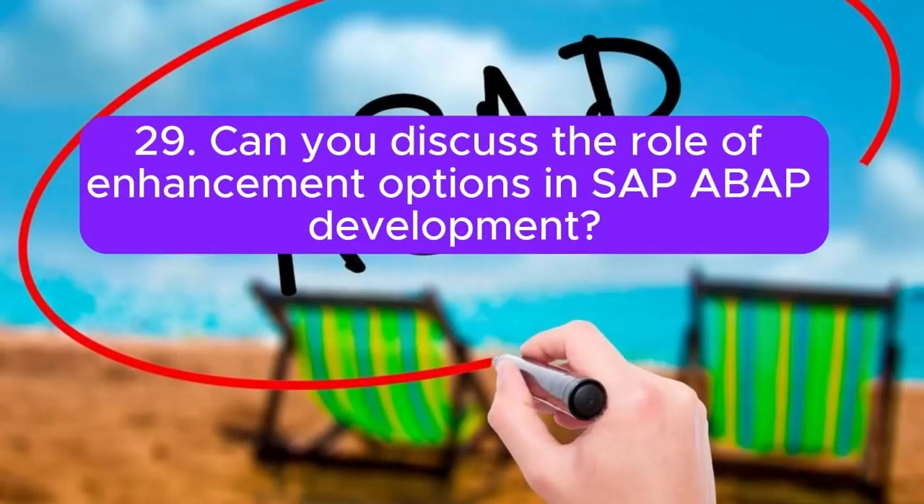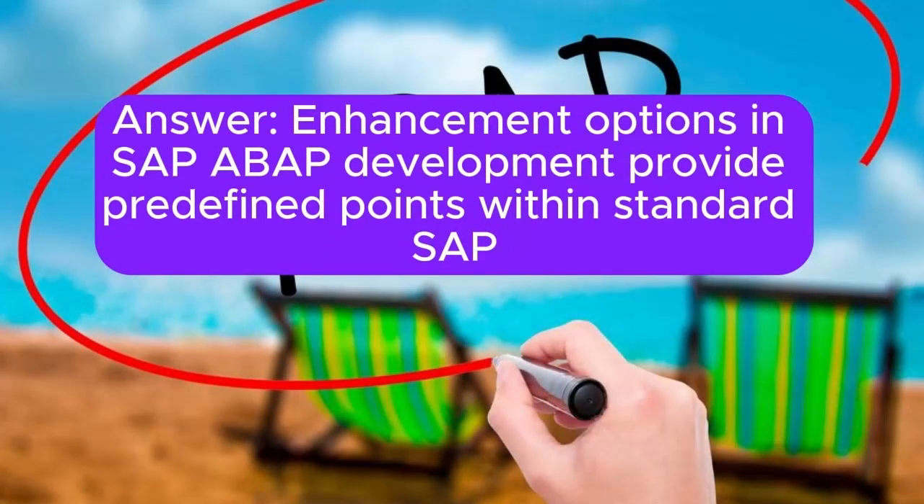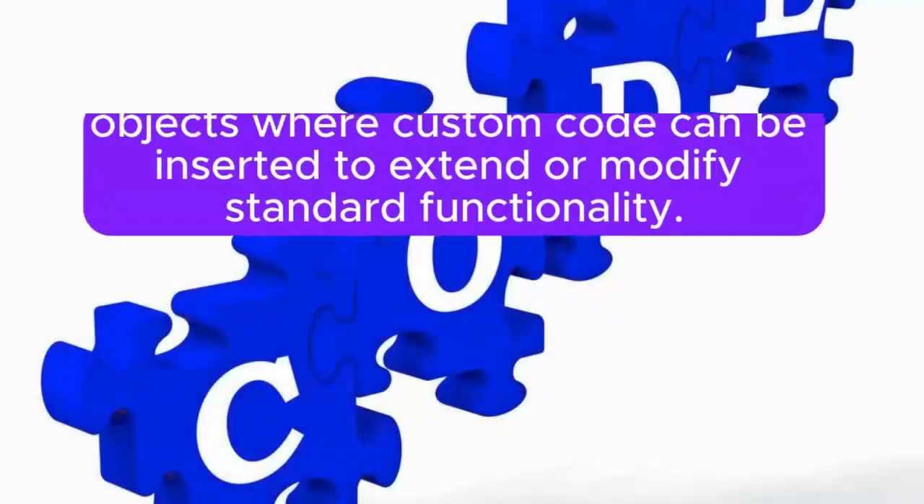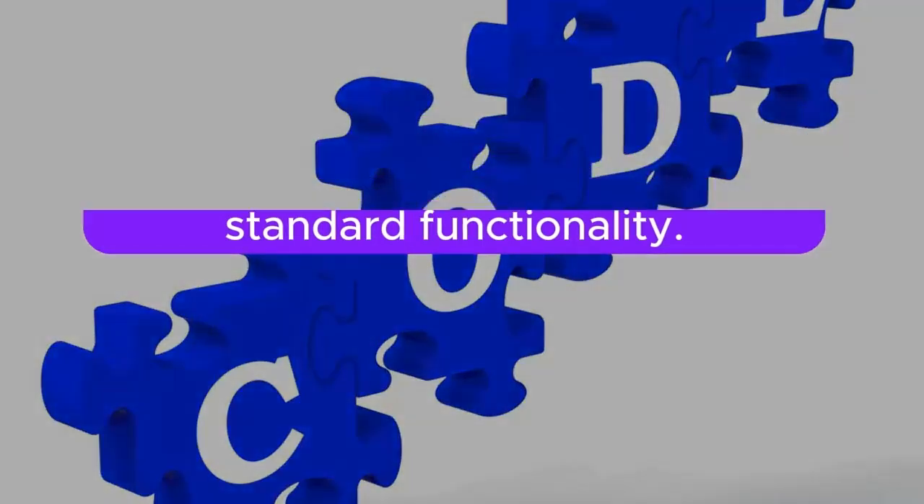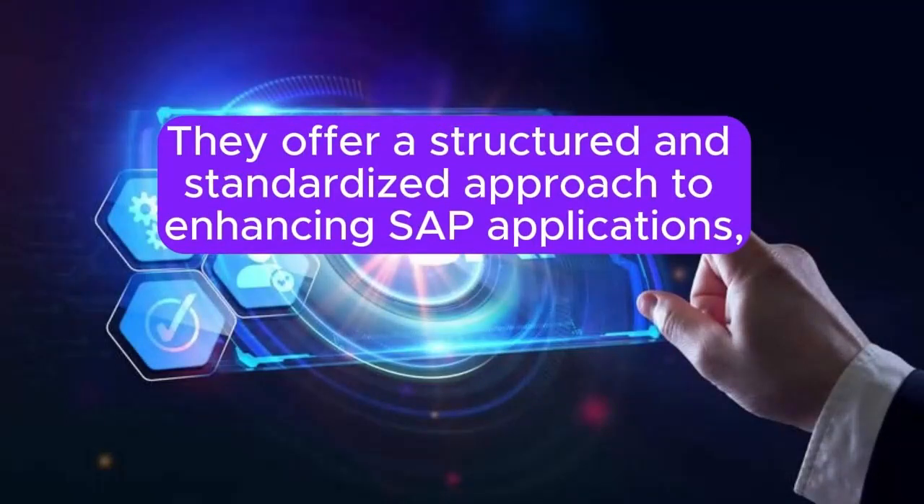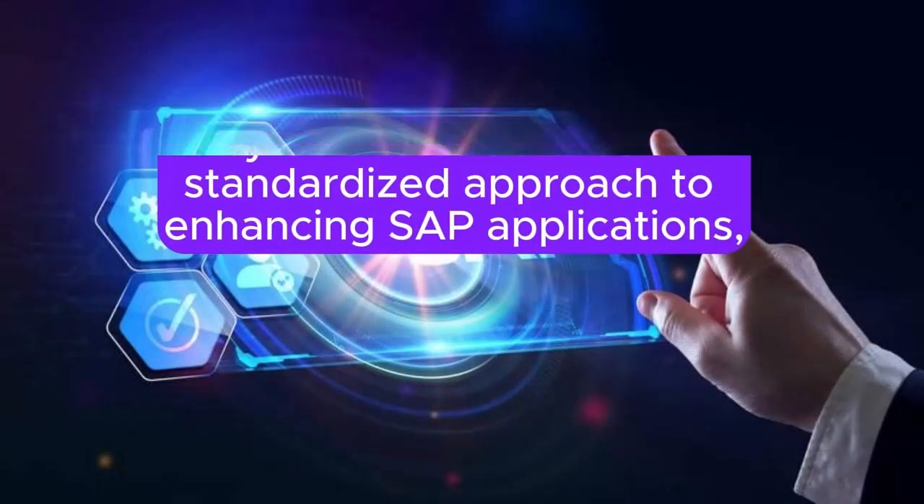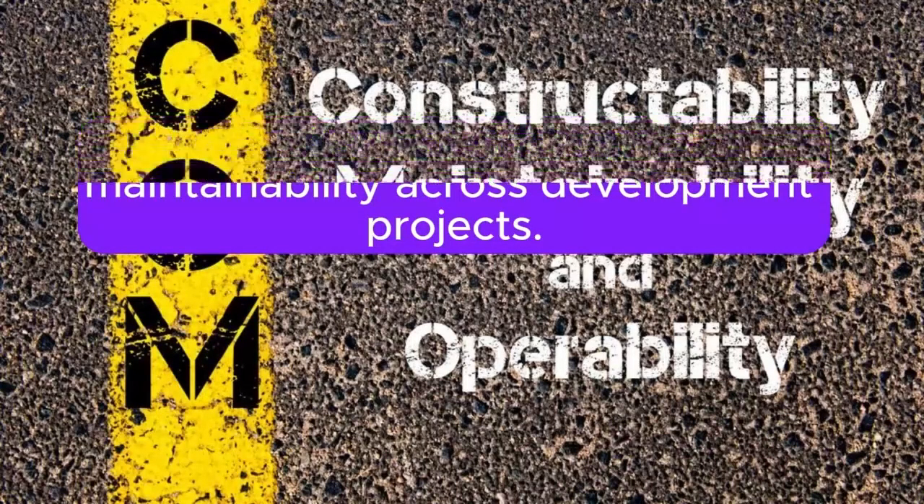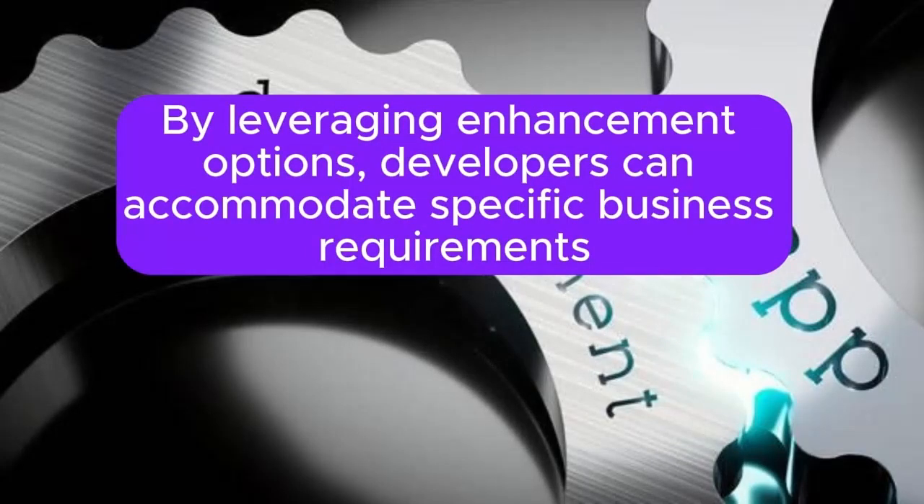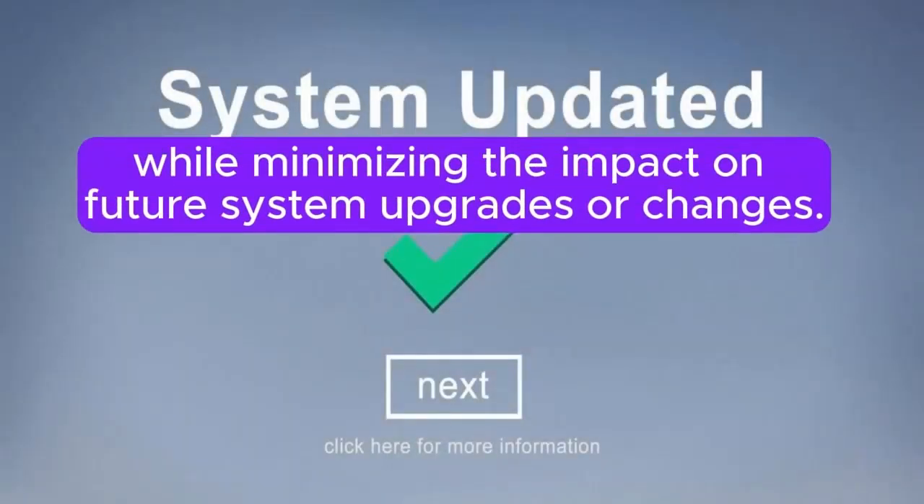29. Can you discuss the role of enhancement options in SAP ABAP development? Answer. Enhancement options in SAP ABAP development provide predefined points within standard SAP objects where custom code can be inserted to extend or modify standard functionality. They offer a structured and standardized approach to enhancing SAP applications, promoting consistency and maintainability across development projects. By leveraging enhancement options, developers can accommodate specific business requirements while minimizing the impact on future system upgrades or changes.